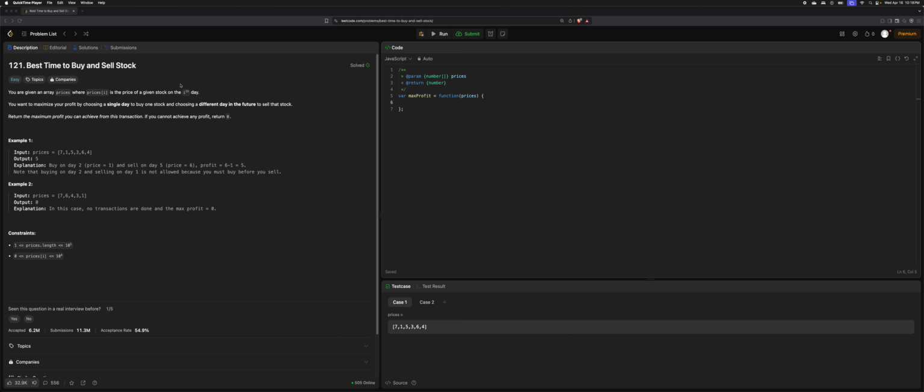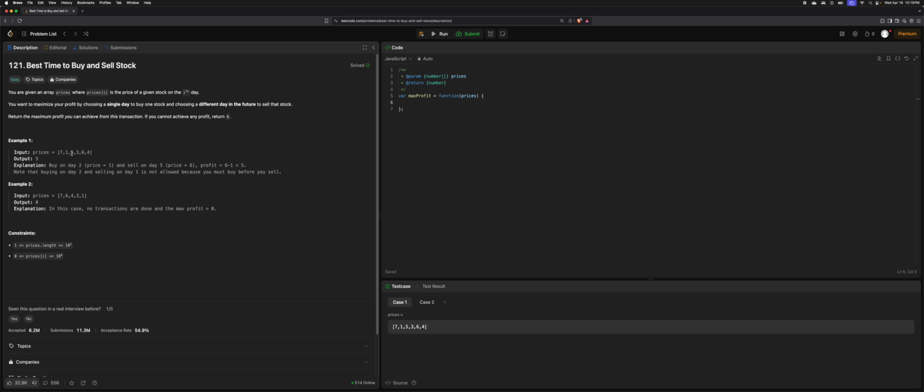Right, we're going to go through LeetCode 121, the best time to buy and sell stock. We're given an array prices where prices[i] is the price of a given stock on the ith day. You want to maximize your profit by choosing a single day to buy one stock and choosing a different day to sell that stock. We'll return the maximum profit you can achieve in the transaction. If you cannot achieve any profit, return 0.